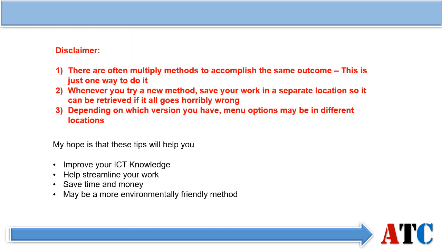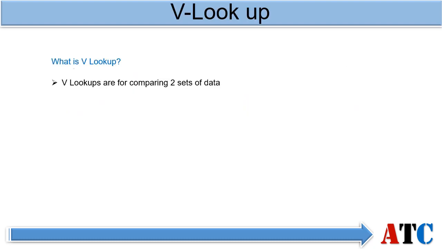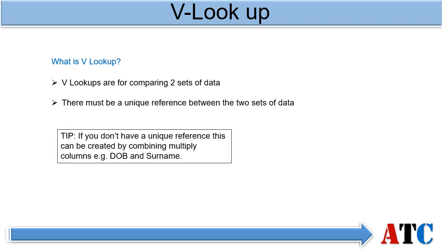In this tip, we will be looking at VLOOKUPs. You will need to be reasonably comfortable and have a good knowledge of Excel to use this. VLOOKUPs are used for comparing two sets of data. There must be a unique reference that is shown on both tables.